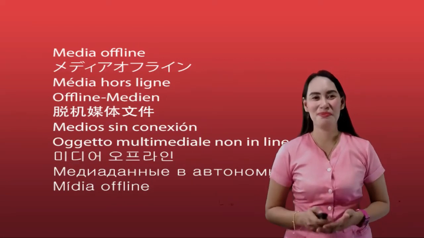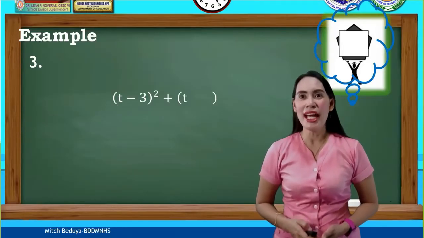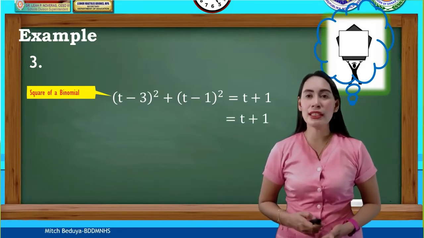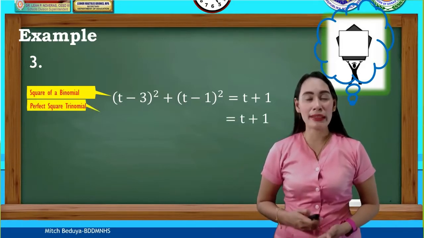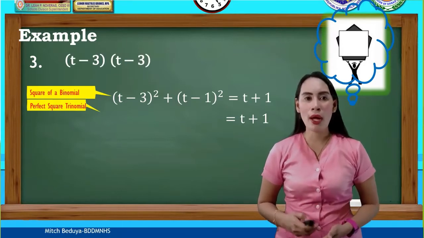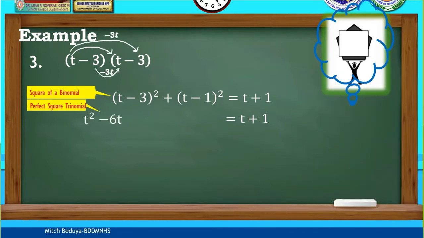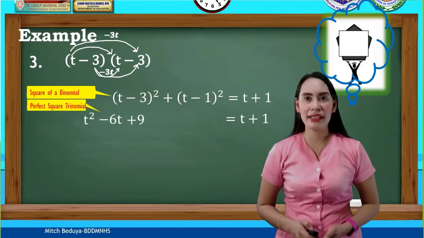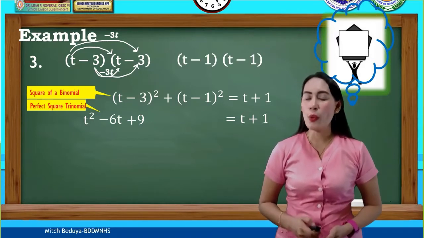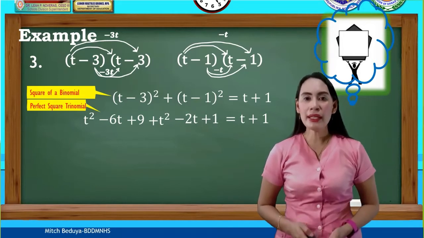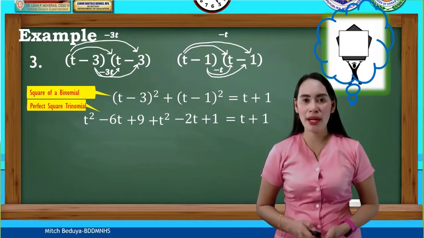Good job! In example number 3, the equation has two expressions that are square of a binomial. So we must transform these expressions to perfect square trinomial. The expression, the quantity of t minus 3 squared becomes t squared minus 6t plus 9, and the quantity of t minus 1 squared becomes t squared minus 2t plus 1 equals t plus 1.